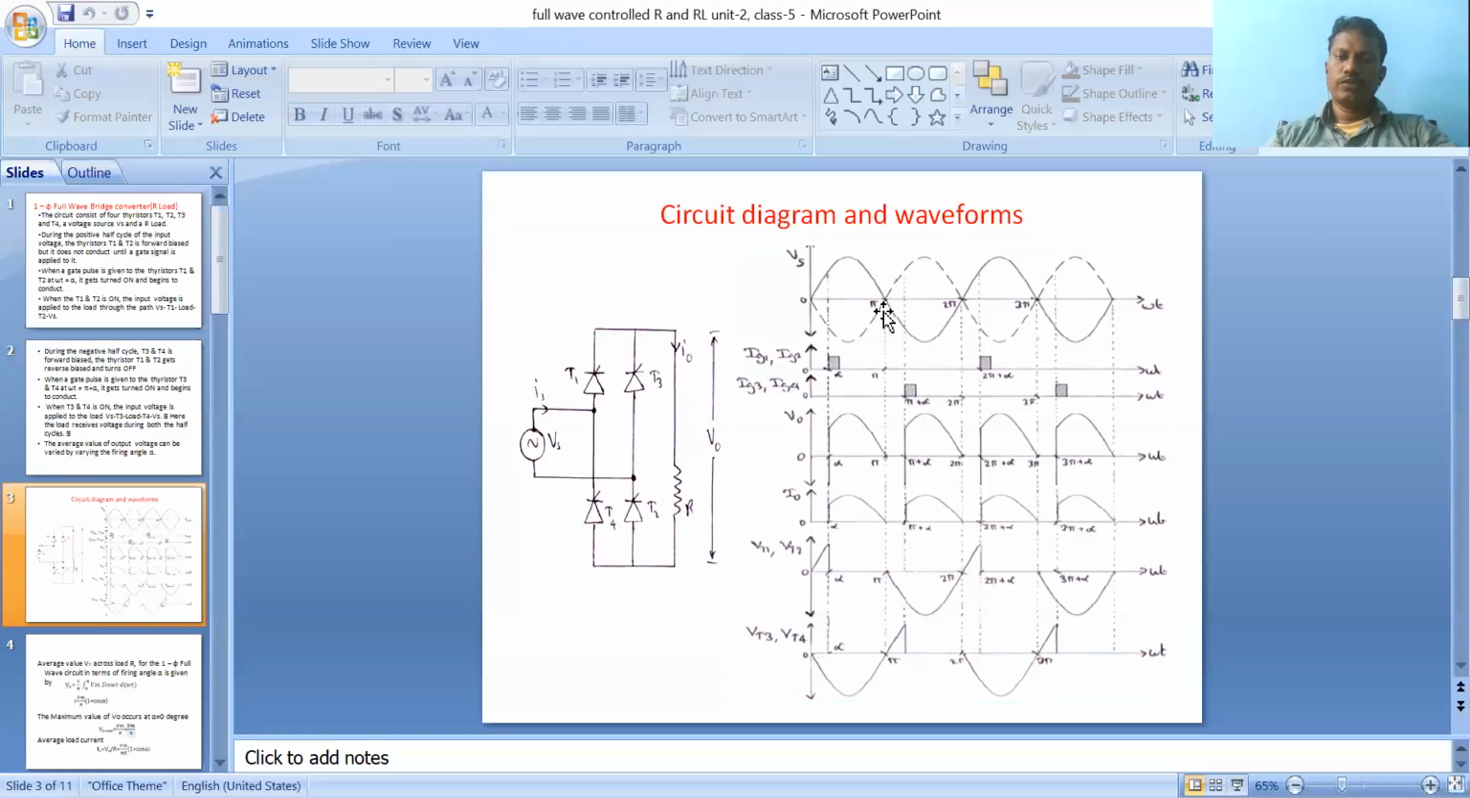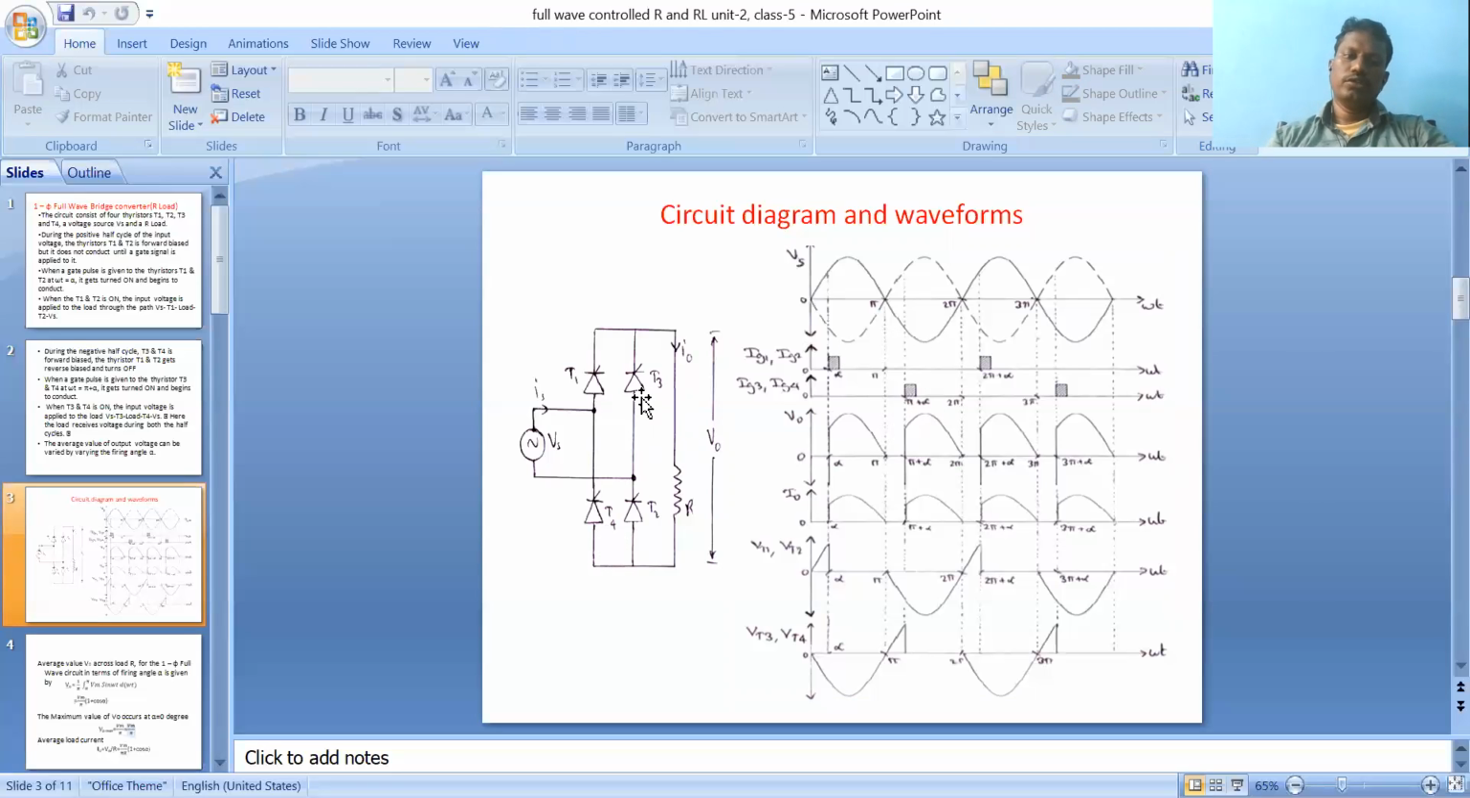Then at the end of the first half cycle, the supply voltage changes. The polarity reverses. Negative is now connected to T1, so T1 becomes reverse biased. Positive is connected to the cathode of T2, so it becomes reverse biased. Negative is connected to the cathode of T4, so T4 is forward biased, and positive is connected to the anode of T3, so it is also forward biased. So during the negative half cycle, T3 and T4 are forward biased.